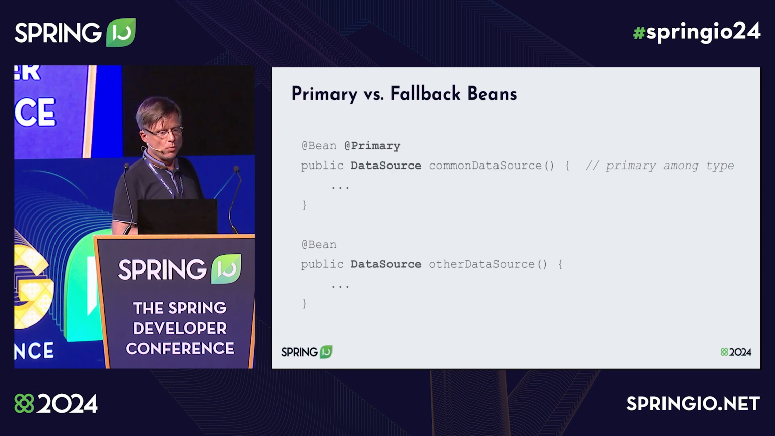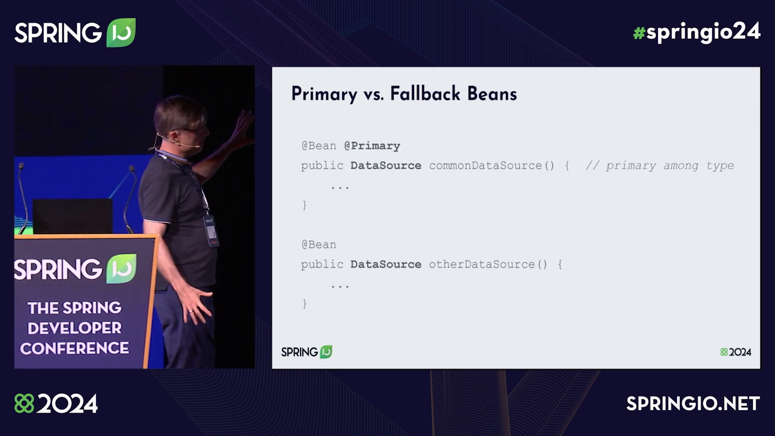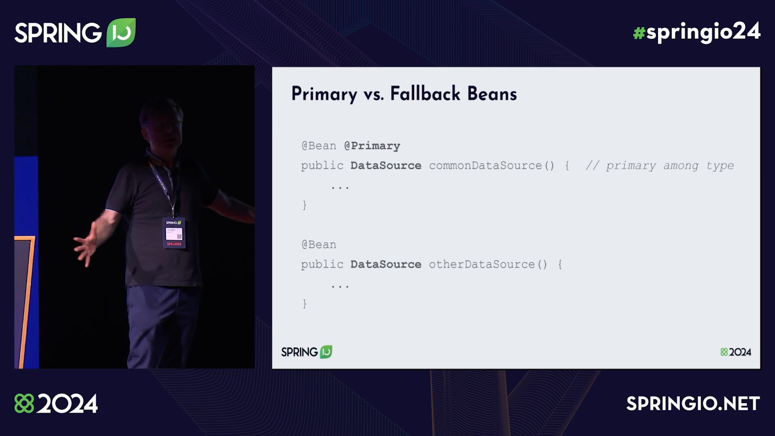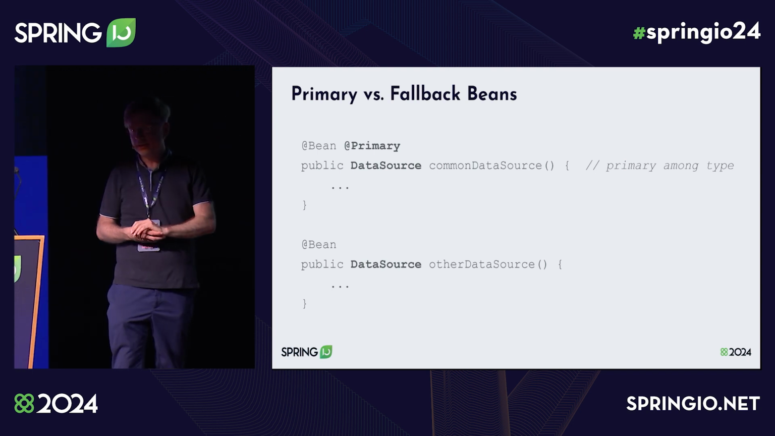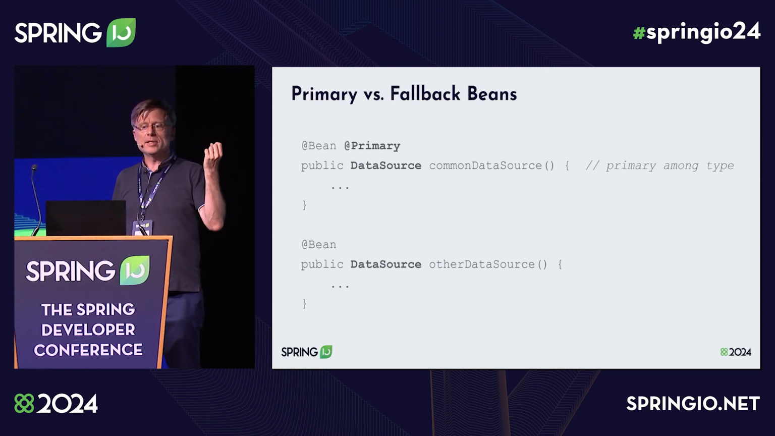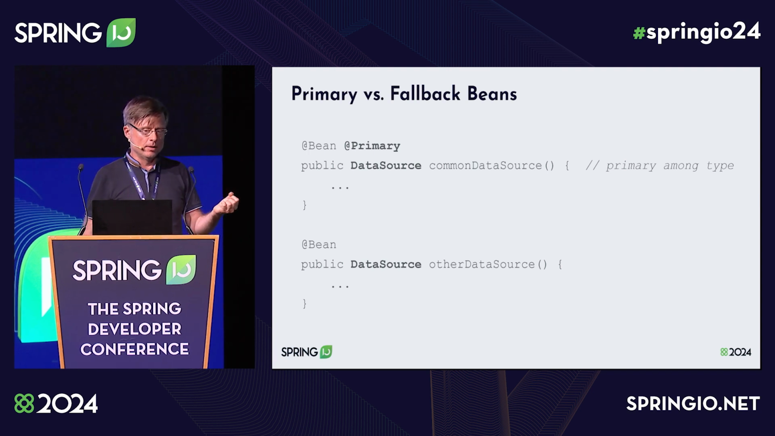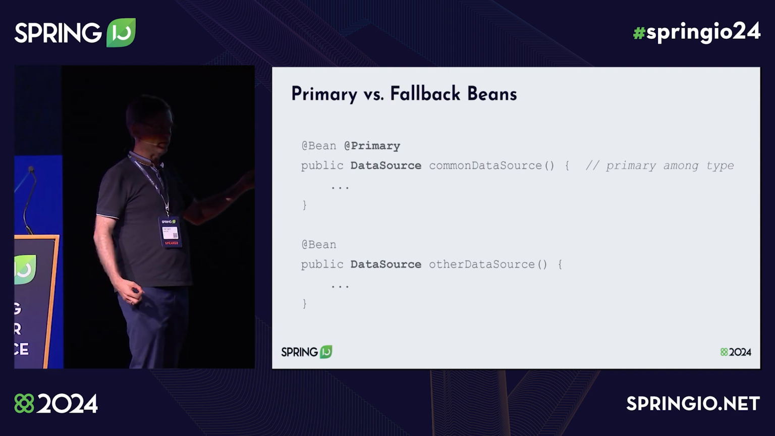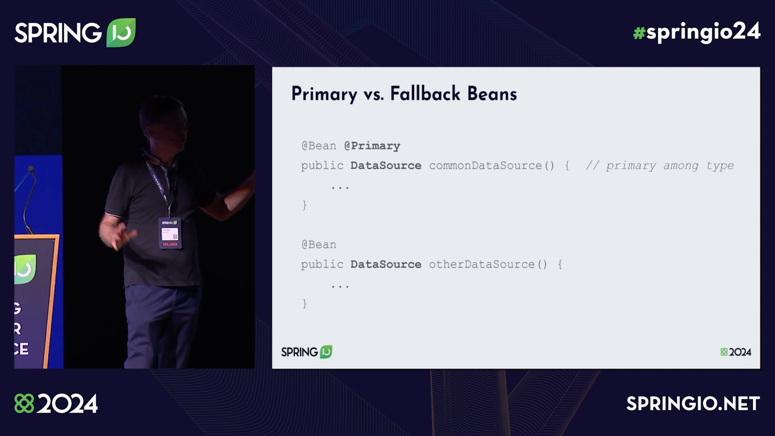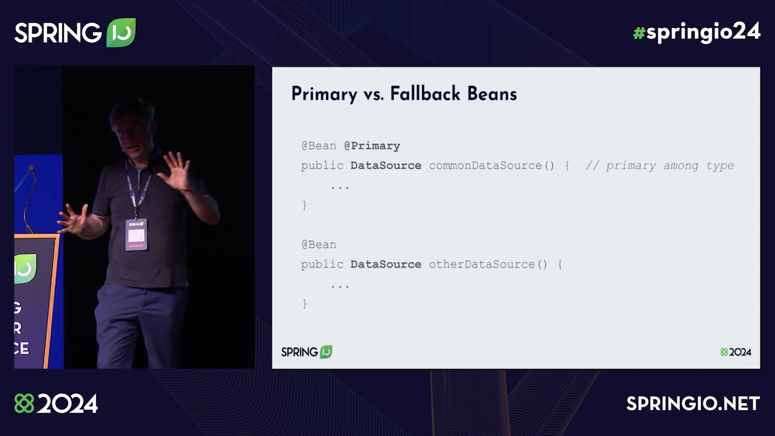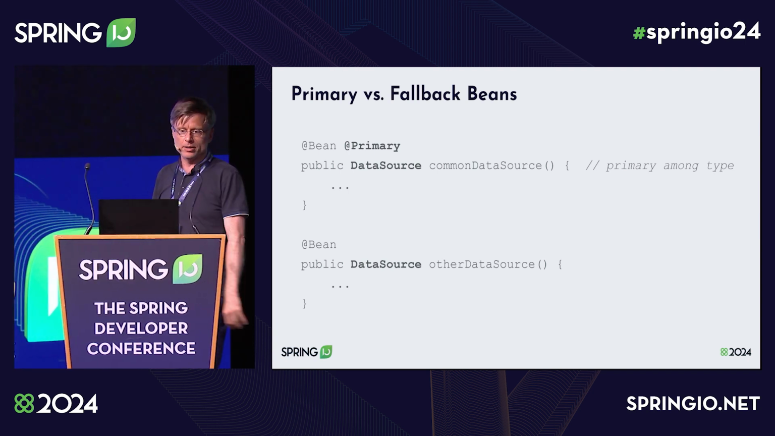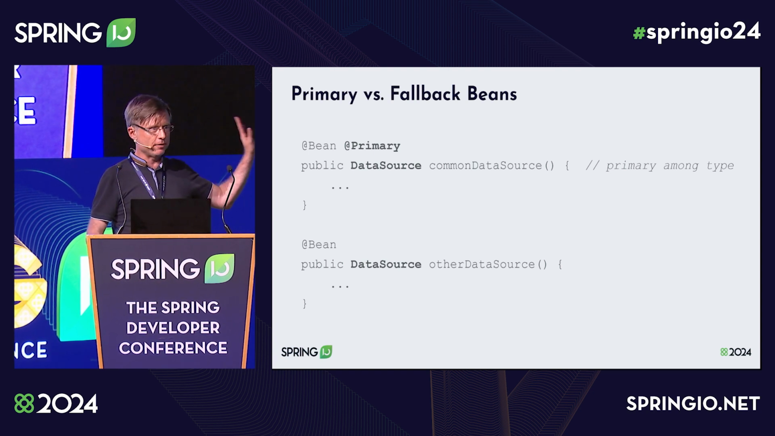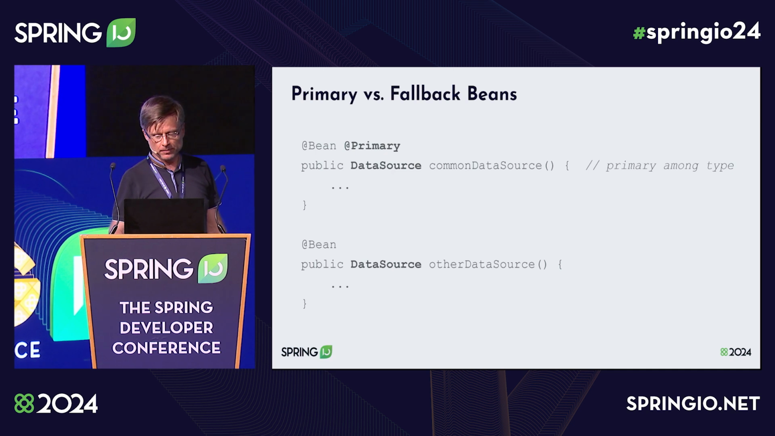So if there is more than one data source, in a nutshell, that's what you can do right now, already available for many years. You can flag one of the beans as primary. That's the one we're going to use if not specifically qualified otherwise. The other one we're always going to ignore unless it's specifically requested through a qualifier or other kind of indication. So primary is a simple marker: use that one if in doubt.